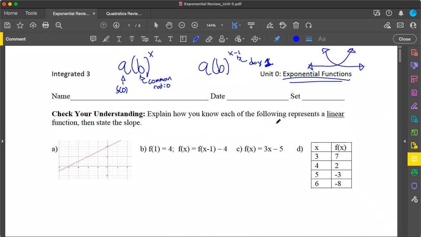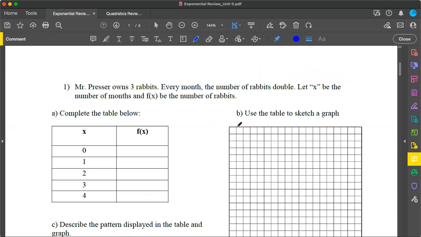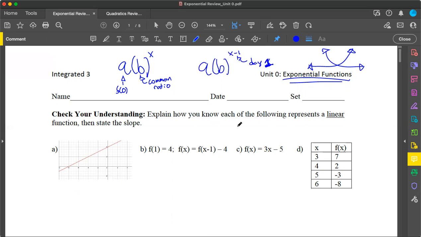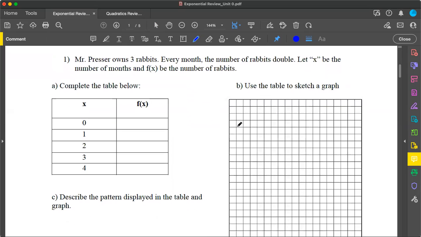You may want to take a minute to pause the video, take a gander at this, make sure that part makes sense before we start to hop into reviewing today. Okay, let's get to it. Hopefully you're feeling good about this.